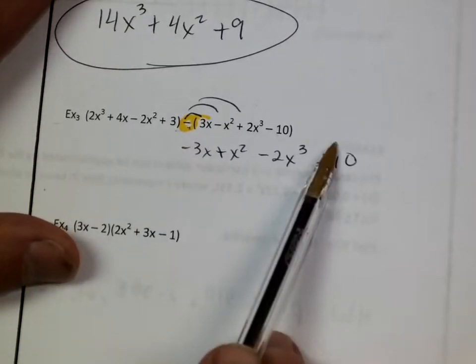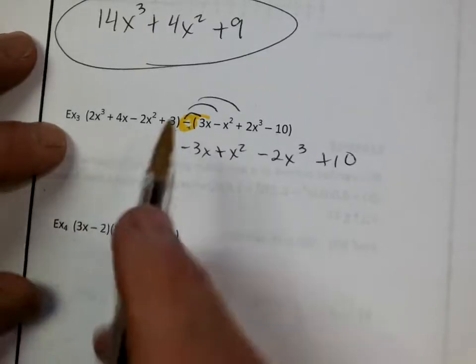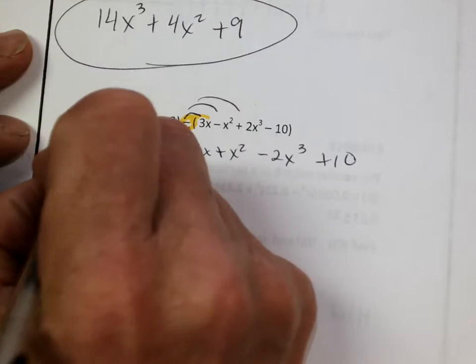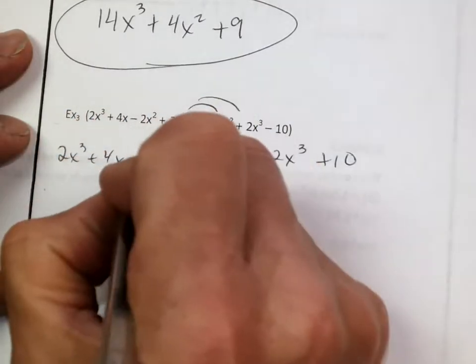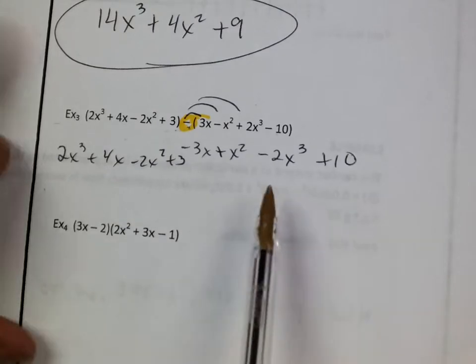Okay, so I brought the negative through. Now, I haven't added or subtracted anything, but when I bring the negative through, then I'm going to bring down the next one, just combine terms. So let's bring this down. 2x cubed plus 4x minus 2x squared plus 3. Okay, now let's combine. I got a 3x cubed.